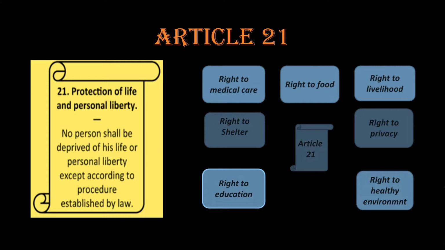Right to education, right to shelter, right to medical care, right to food, right to livelihood, right to privacy, and right to healthy environment. So the legal right is provided for every citizen under Article 21 of the Indian Constitution. So we have the right to live in this society without any disturbance. Now you understand what is the legal right available here.